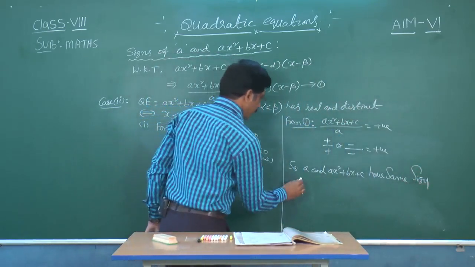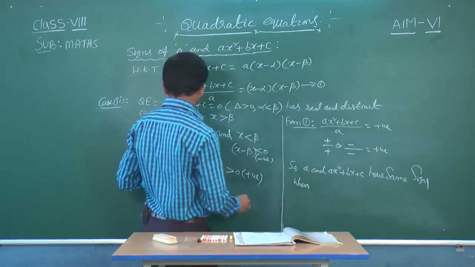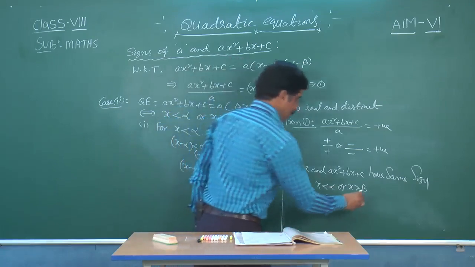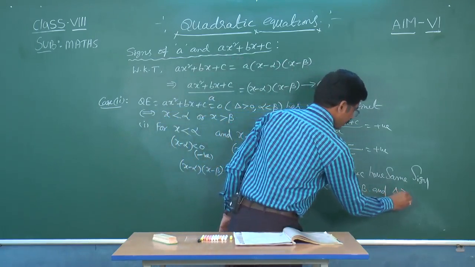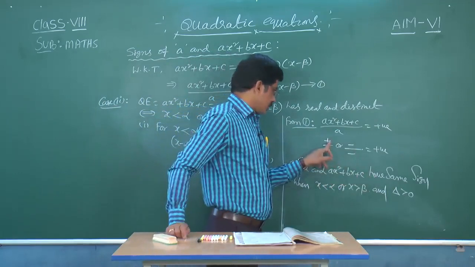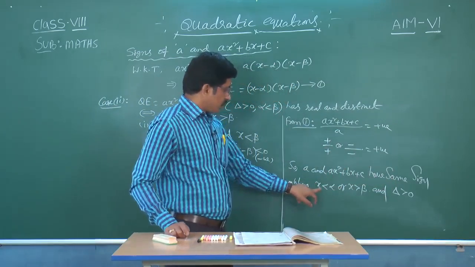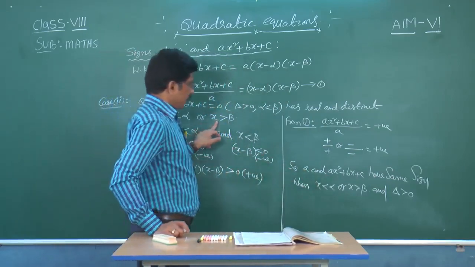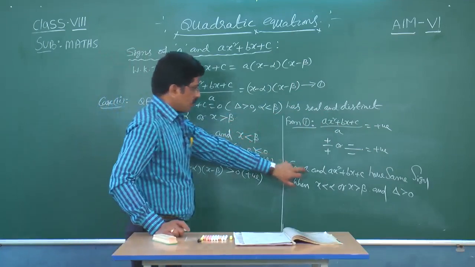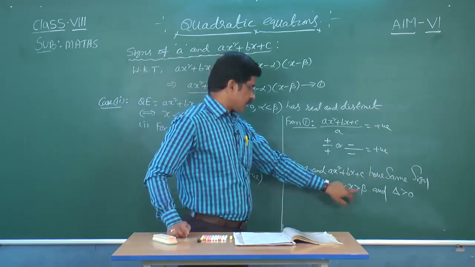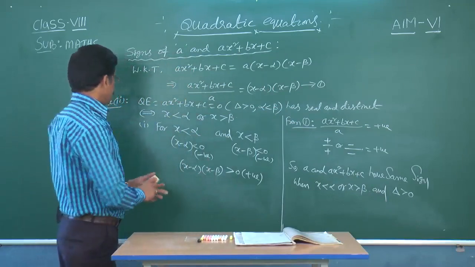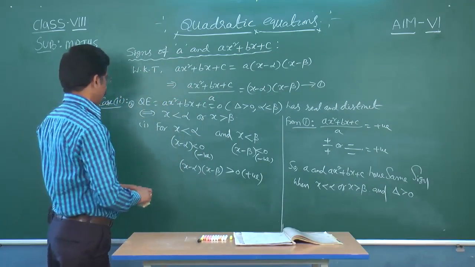Here we observe that a and ax square plus bx plus c have the same sign when x is less than alpha or x is greater than beta, and delta is greater than 0. So these two have the same sign when x is less than alpha or x is greater than beta and delta is greater than 0. In this case, same, it is concept A. Next one, concept B.